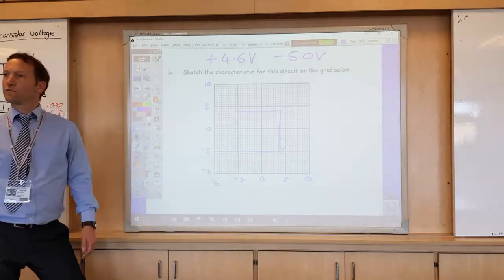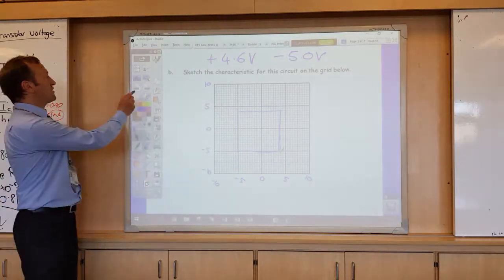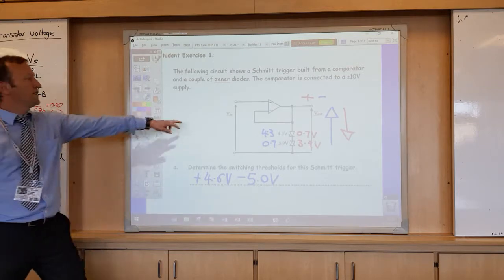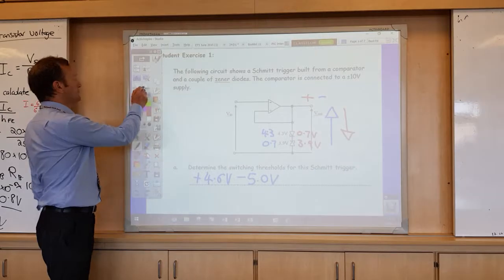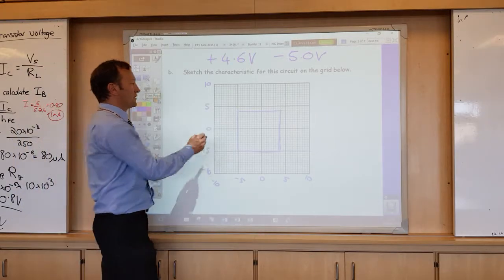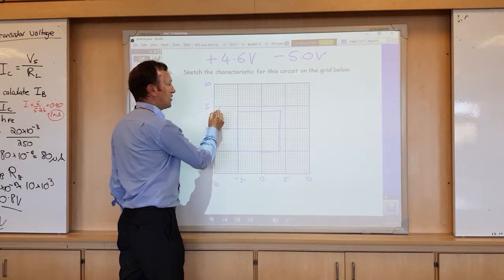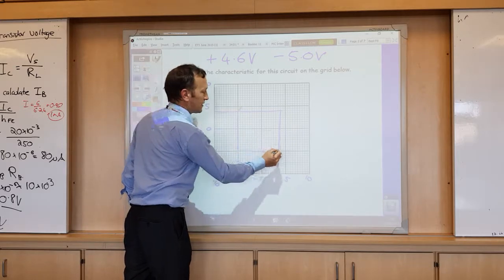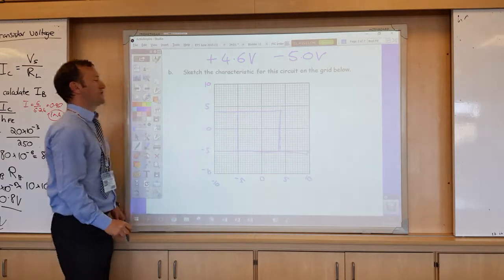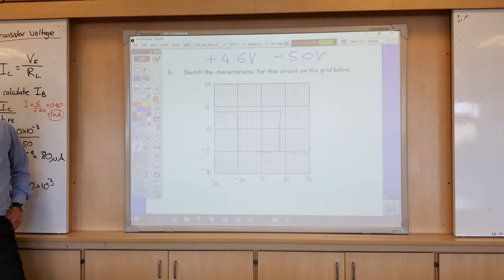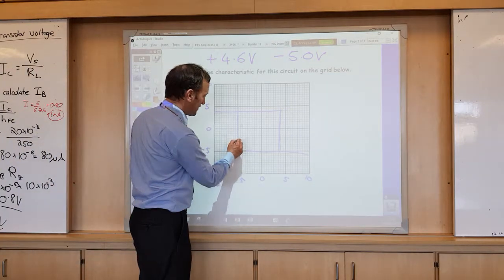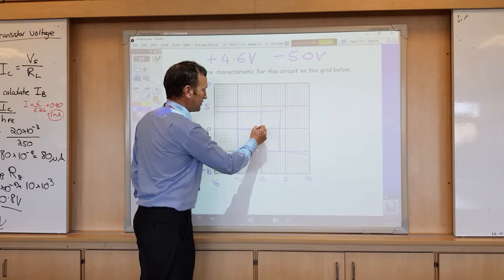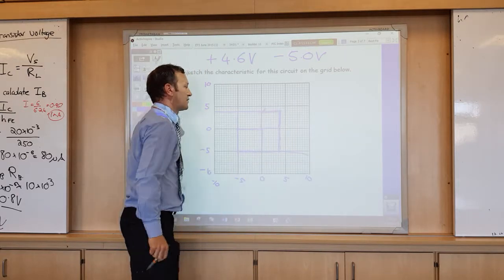Now we have to decide whether it's inverting or non-inverting. It's inverting because V in is going into the negative input. So we have the tails going to be high up here. It effectively ends up with two kind of squares here. How do you know where to put the tail?